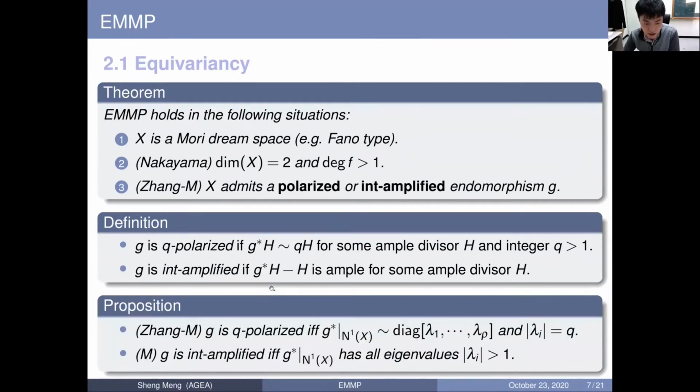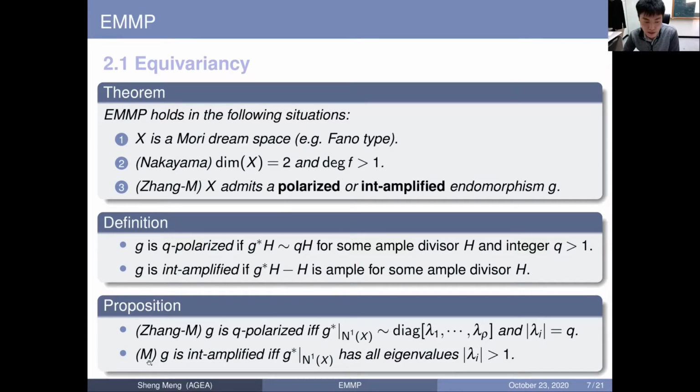Here is a very useful criterion. To say g is Q-polarized, we can show that it is Q-polarized if and only if the pullback action on N^1(X) has Jordan canonical form a diagonal matrix with all the eigenvalues having modulus equal to q. One direction is shown by Meng, and we show the other direction.